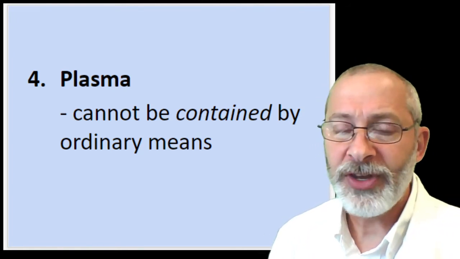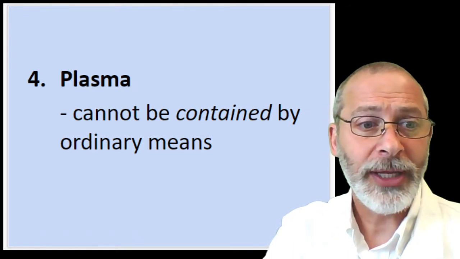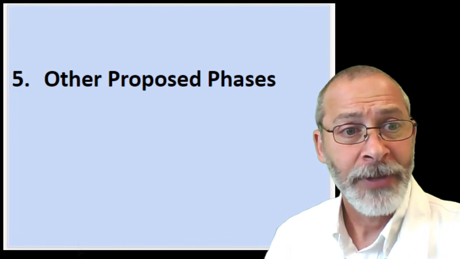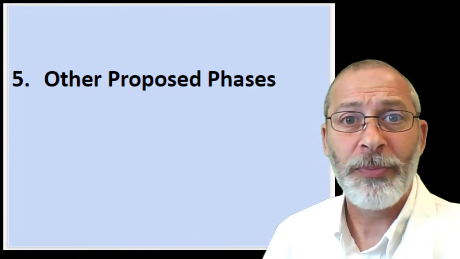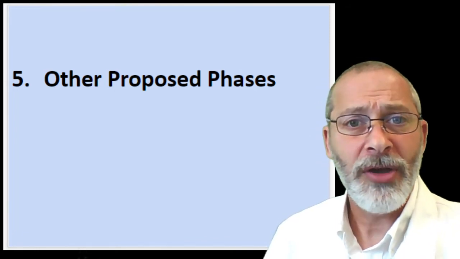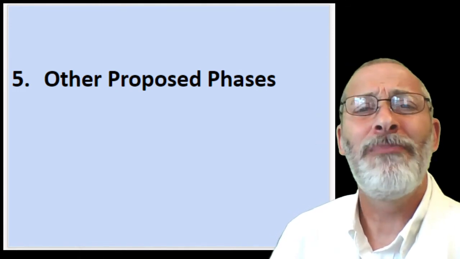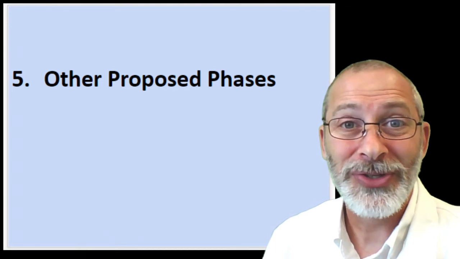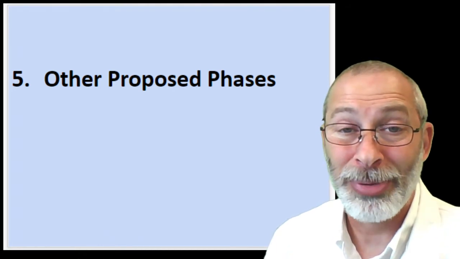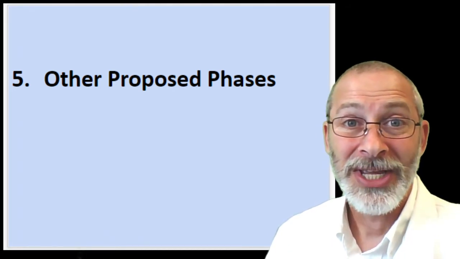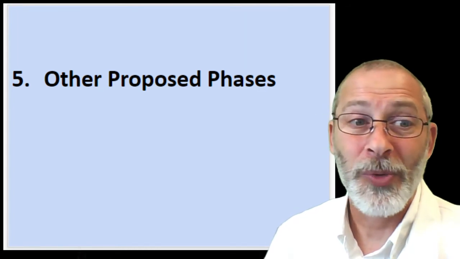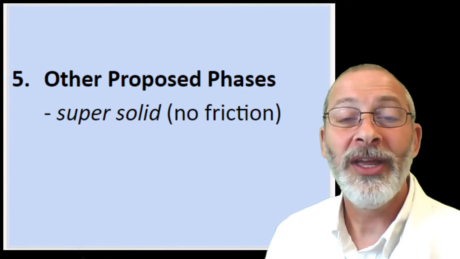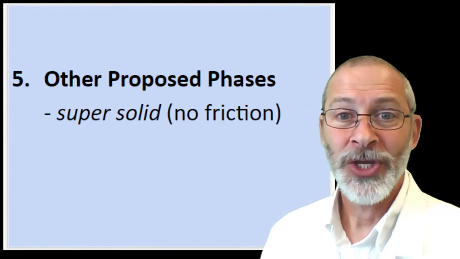Now, before we finish up here today, I just want to quickly review other proposed phases of matter, because it doesn't stop with plasma. Some of you may have thought, oh, yeah, there are 4 phases of matter. I know plasma is the 4th phase. Well, the more we learn about the universe, the more we realize how complex and complicated it is, and it's not so straightforward. So there have been some other proposed phases, including supersolids.